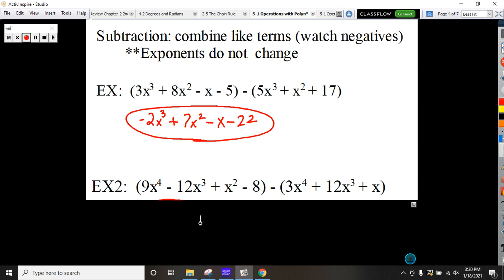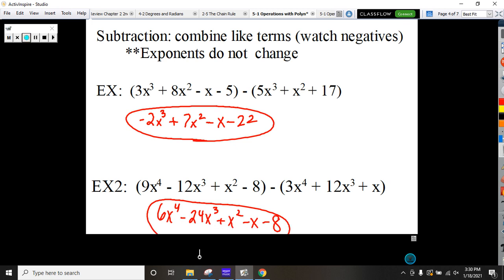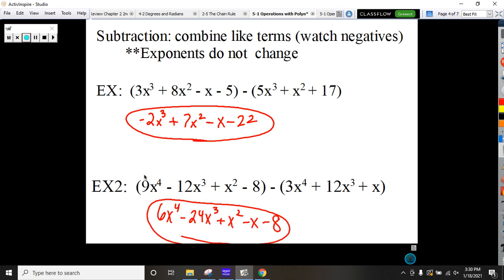So I'm going to do this one a little bit different. I'm going to go ahead and show you what I got for my answer. So we have 9x to the fourth, and I have 3x to the fourth, and subtracted those. So 9 minus 3 is 6.